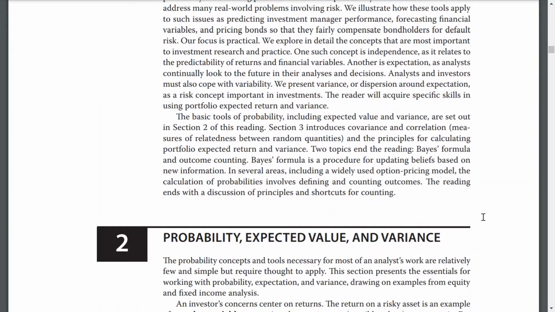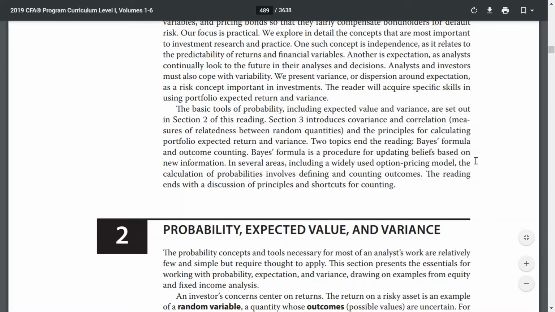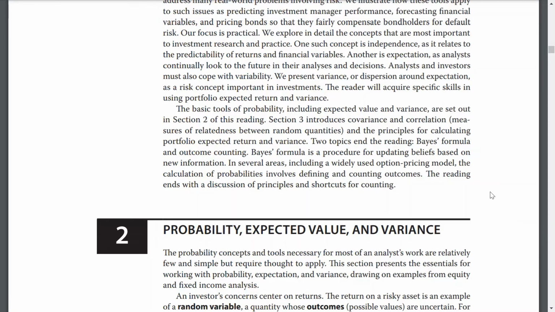The reader will acquire specific skills in using portfolio expected returns and variance, the basic tools of probability, including expected values and variance, set out in Section 2 of this reading. Section 3 introduces covariance and correlation, measures of relatedness between random quantities, and the principles of calculating portfolio expected returns and variance. Two topics end the reading: Bayes' formula and outcomes counting.